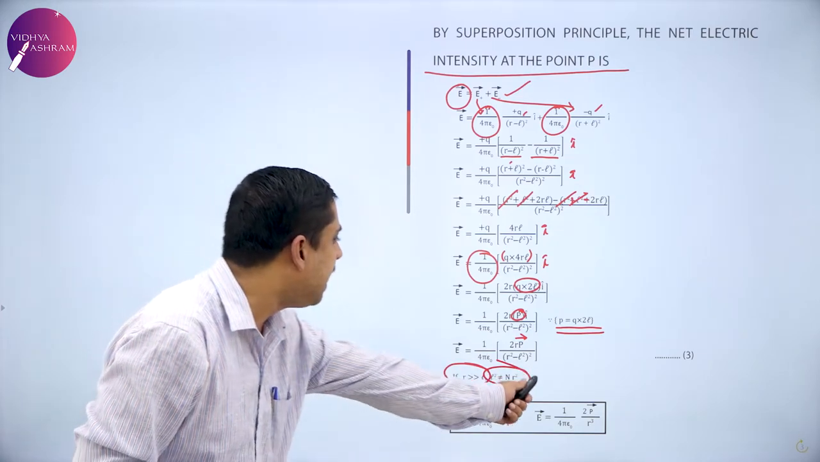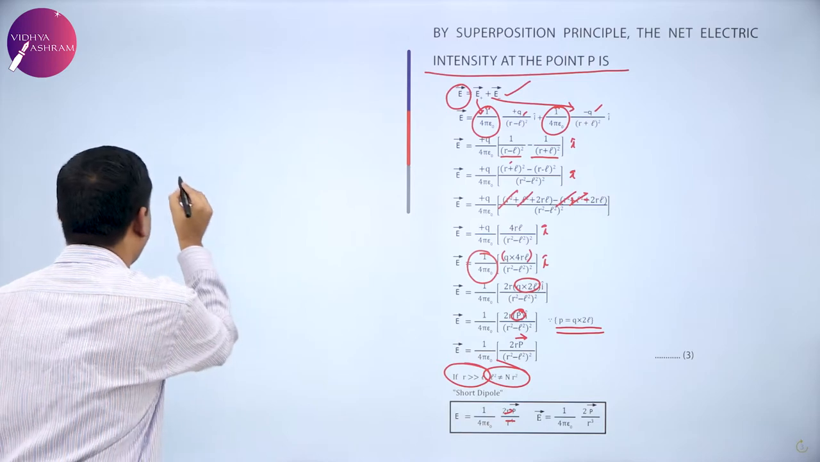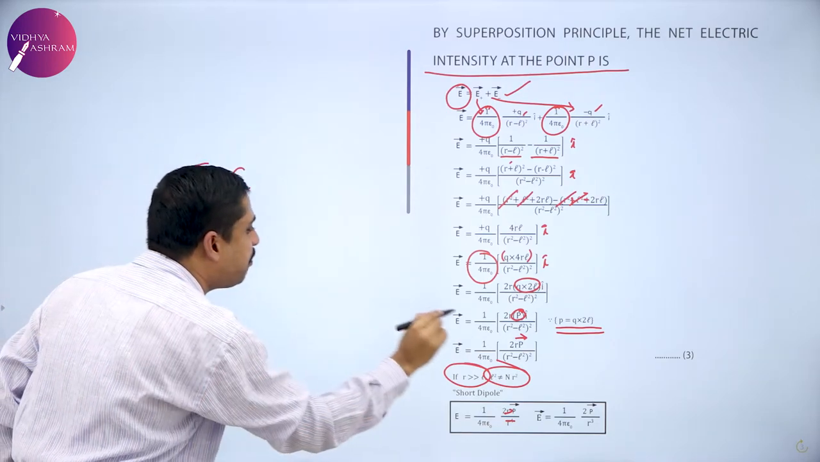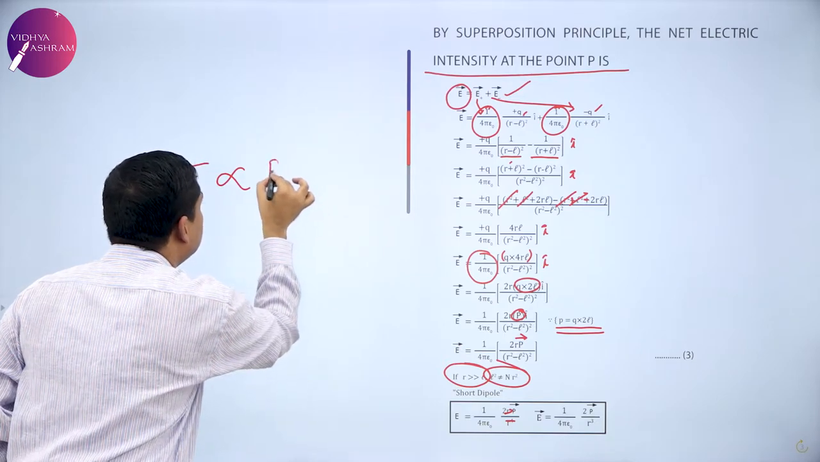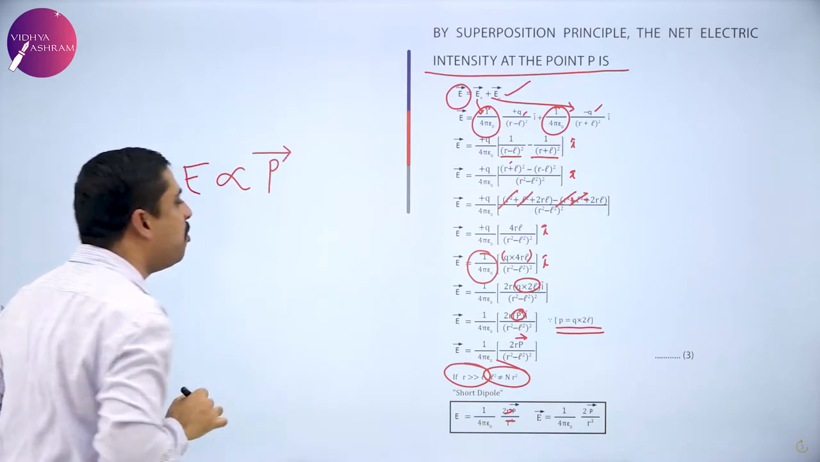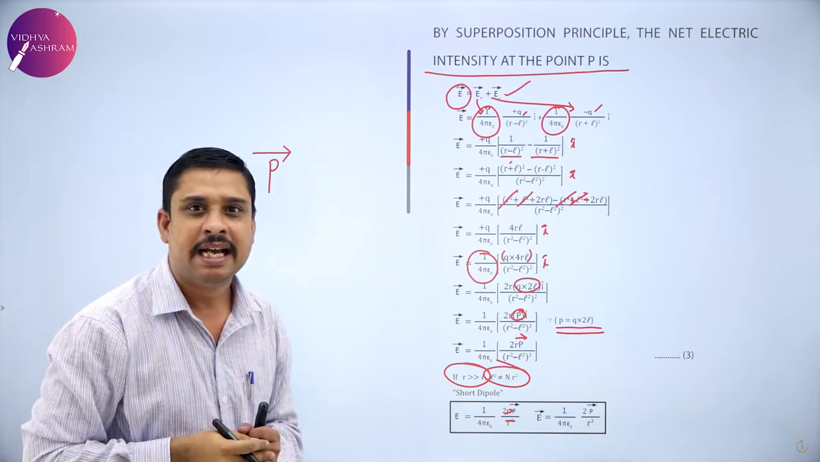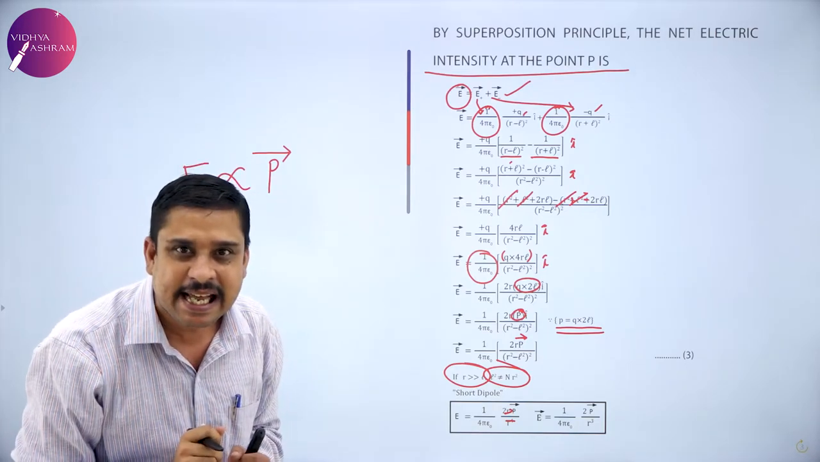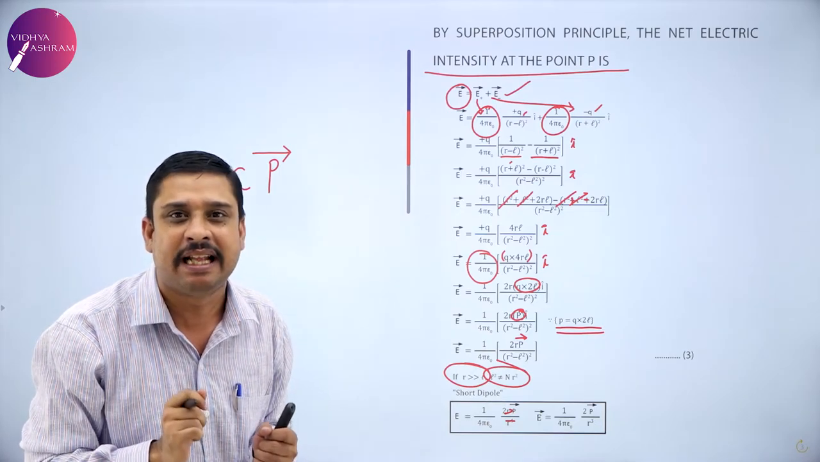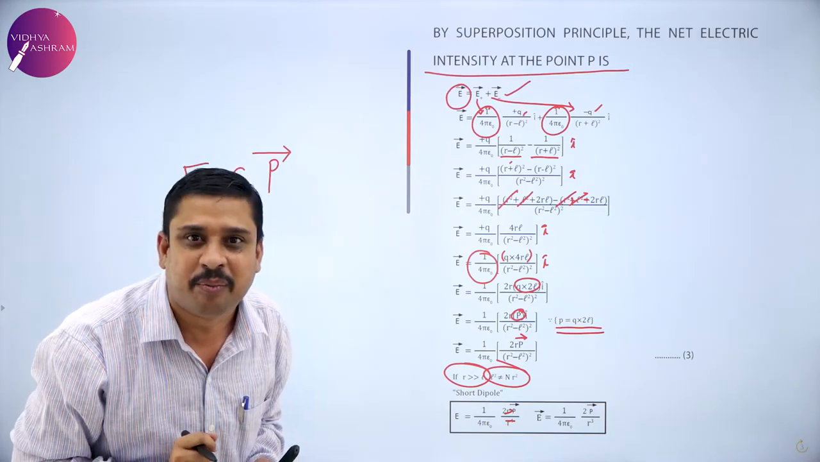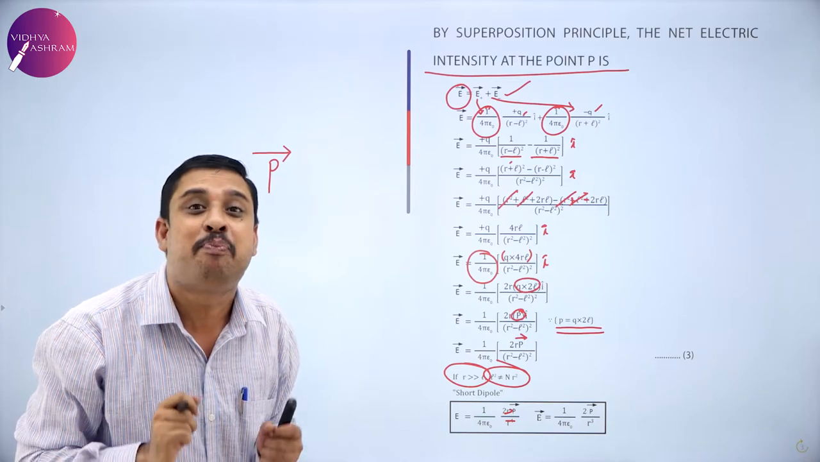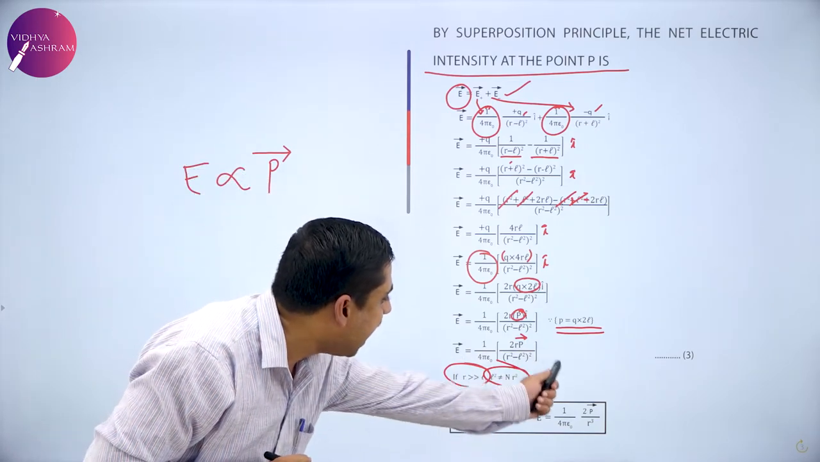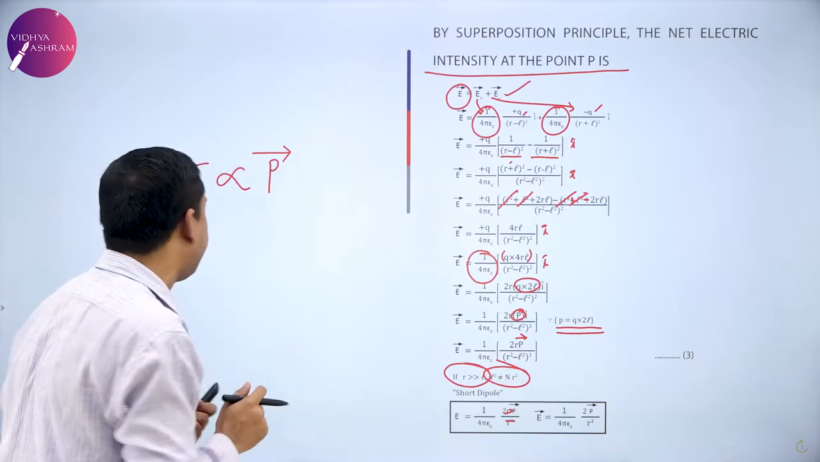On the axial line, if you follow, E is directly proportional to the dipole moment. The strength of the electric field on the axial line, field strength, is maximum if the dipole moment is maximum. E is directly proportional to P.